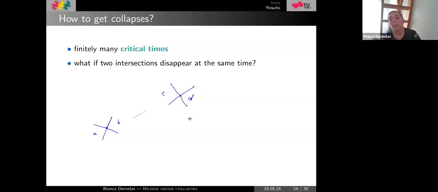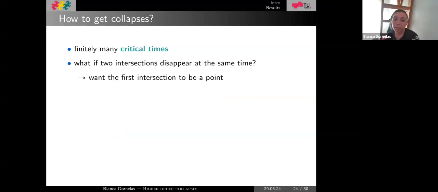And for that, we decided that we wanted the first intersection of two Voronoi regions to be a point. So exactly like in that image, right? In that image, we had Voronoi regions that first intersected here in a point.